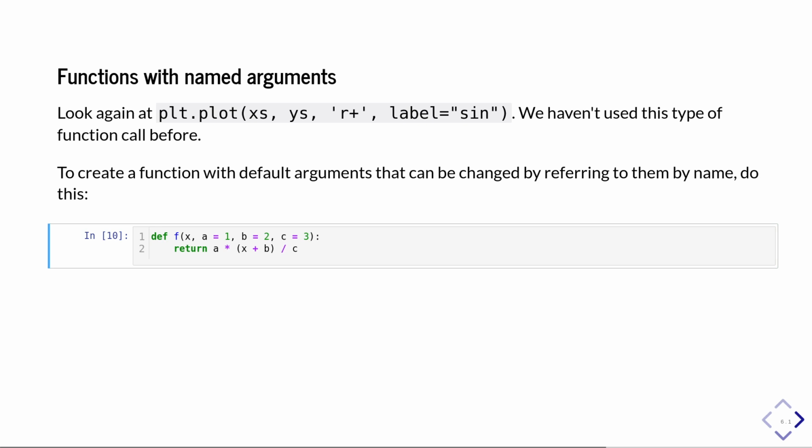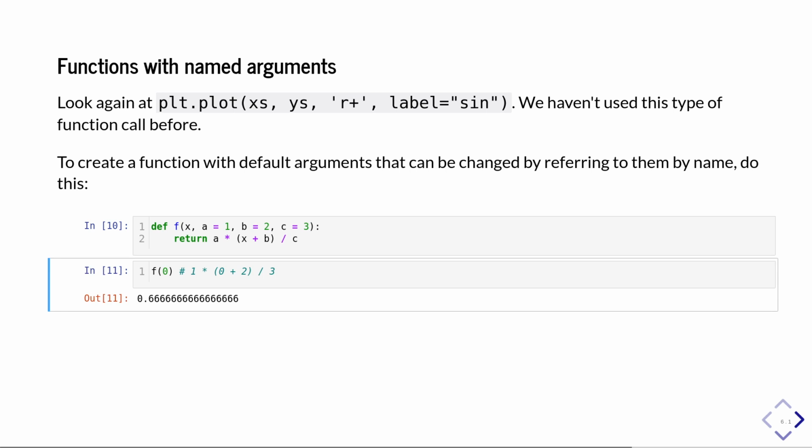So when I run this, this is defined, and let me show you now how we could call this function. If I call f of 0, then it will use the default values for a, b, and c because I've not specified them. So it will just work out 1 times 0 plus 2 all divided by 3, which is 2/3. On the other hand, if we want to specify a value for c, we can do that by just saying f of 0 and then comma and then c equals 1. That will leave a at its default value and b at its default value, but it will change c into 1.